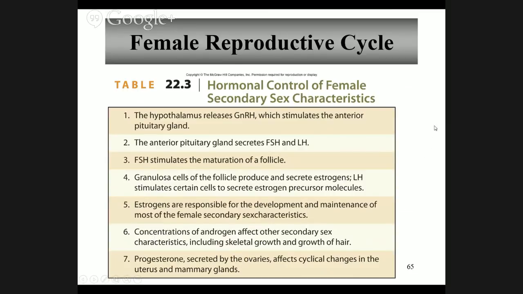And here's a chart showing hormonal control of female secondary sex characteristics. You see progesterone secreted by the ovaries affects cyclical changes in the uterus and mammary glands.